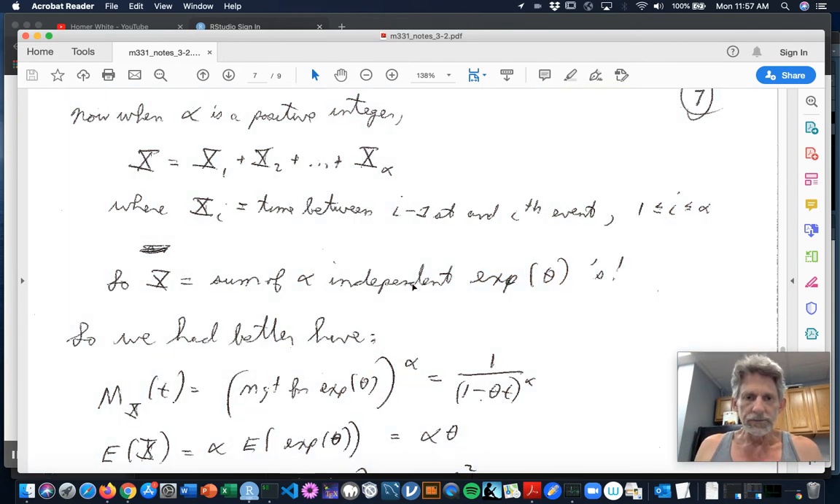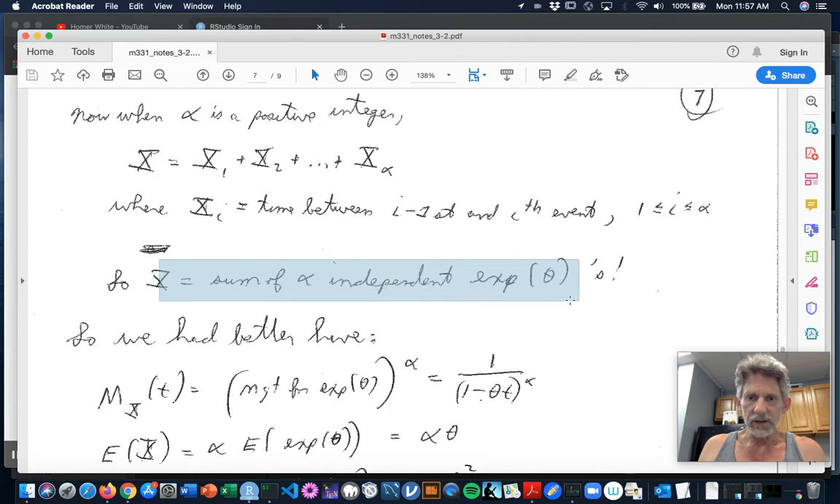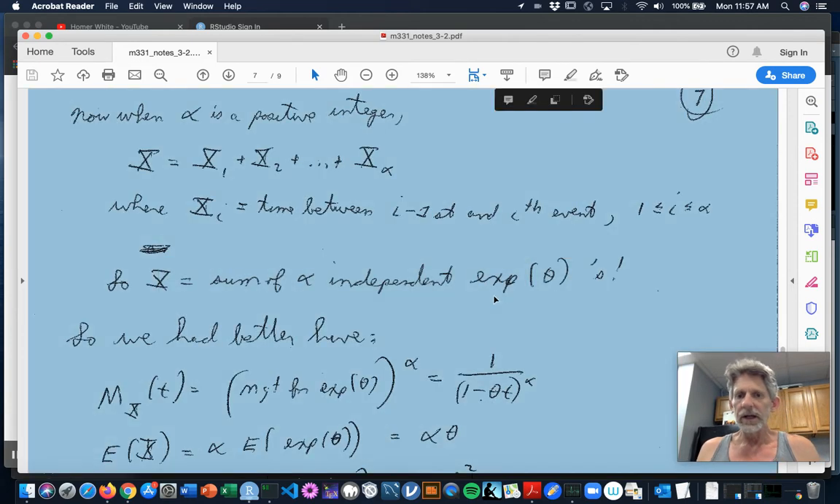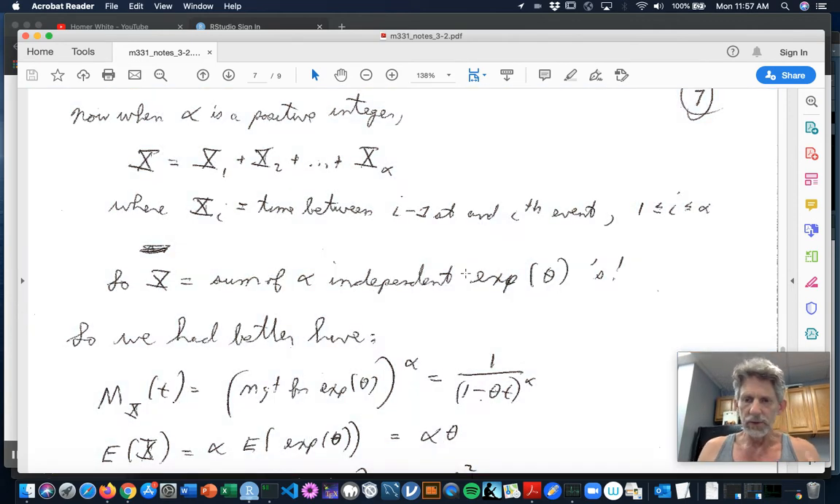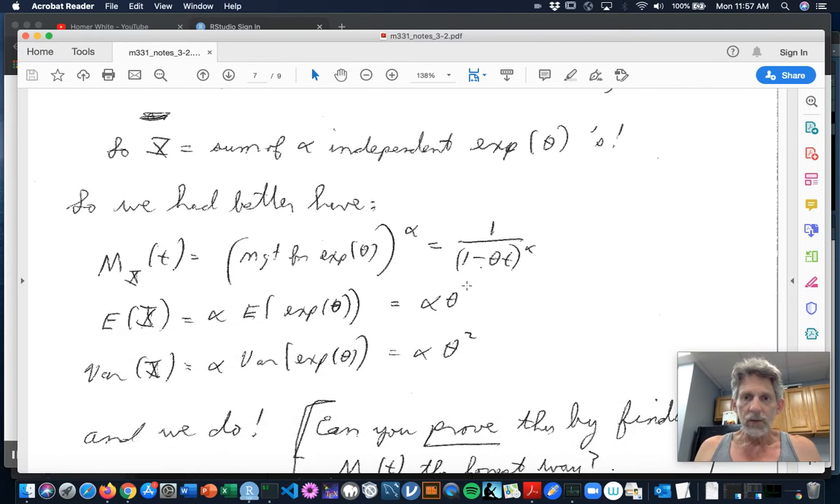So a gamma is the sum of alpha independent exponential thetas. We've seen this pattern before. We have seen it with negative binomials being the sum of r independent geometrics. So surely something is afoot. Surely the pattern will repeat itself.